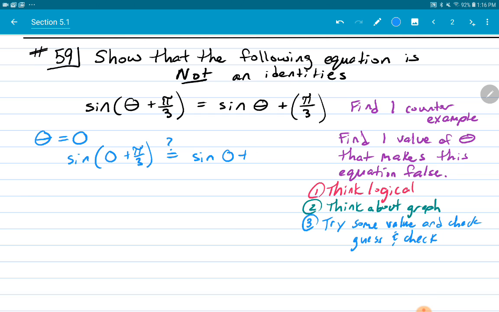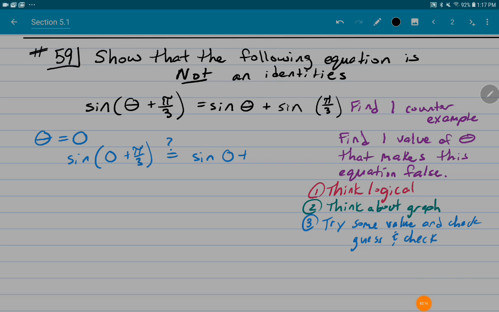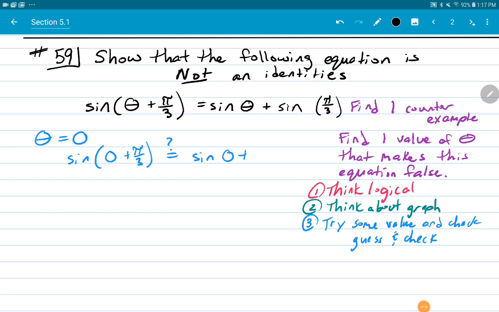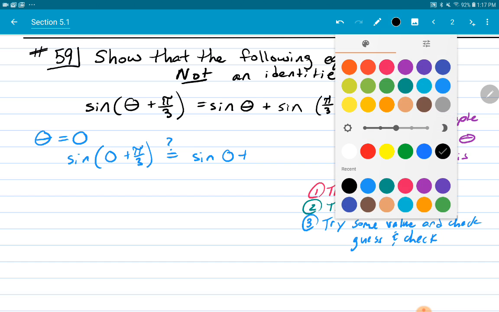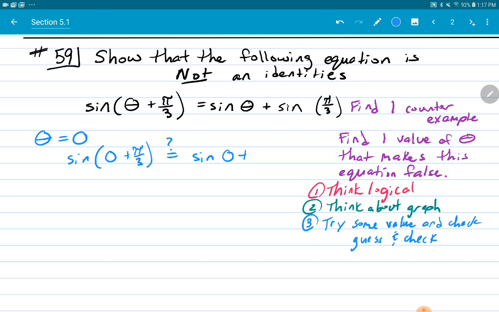whoops, looks like I forgot a sine in front. Sorry, fix that little typo. I just had forgotten to write that word sine in there when I transcribed this problem. So that is fixed now. So back to doing the problem, which is sine of 0 plus pi over 3 equal to sine of 0 plus sine of pi over 3.